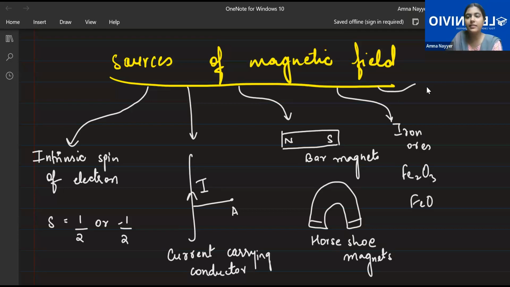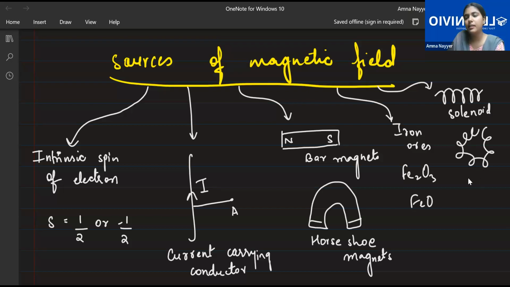Also, you have devices like solenoid that we'll be studying in this chapter once we discuss Ampere circuit law. Solenoid is there, then other devices are there. This is called a toroid. Basically, turnings of the copper wires are made which carry current. So there are various sources of magnetic field that we have. In short, all these magnetic fields are present.